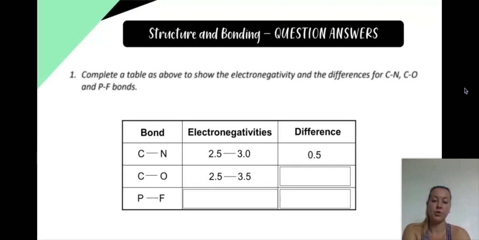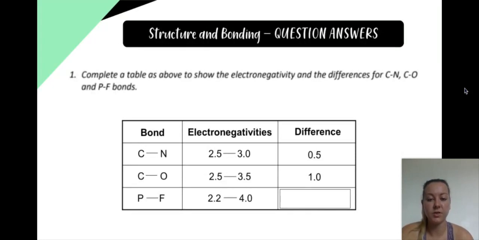Carbon again is 2.5. Oxygen is 3.5. So that means we have a difference of 1 this time. And phosphorus and fluorine, phosphorus is 2.2. Fluorine is 4. That gives us a difference of 1.8. So this is just a question to make sure that you can use your data booklet, find the electronegativities, and work out the differences between the elements.